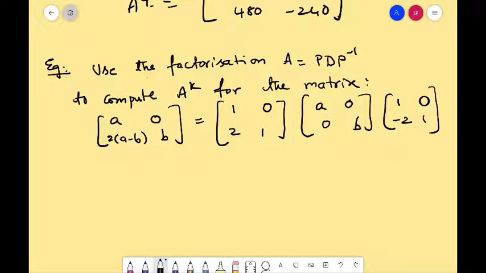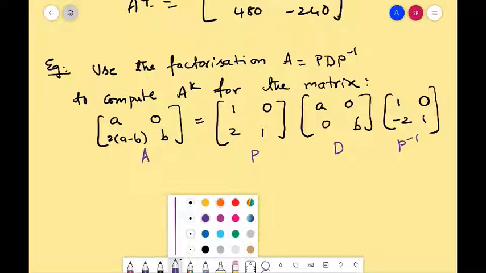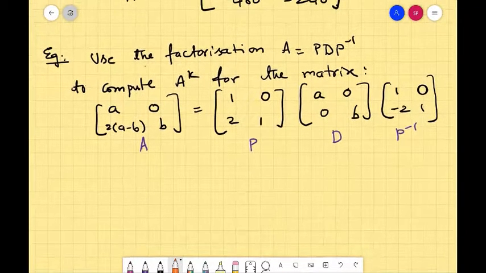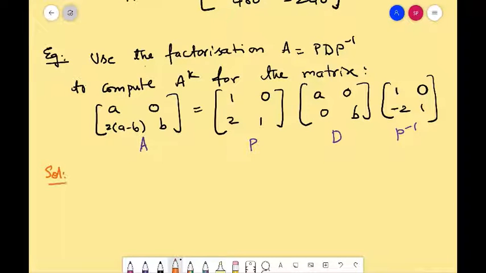Now let us look at another example. Use the factorization A is equal to P D P inverse to compute A power k for the matrix. So here it is understood that this is A is equal to P D P inverse, means this is A and then this is P and then this is D and this is P inverse. So let us take another color. Now what do you have to find? A power k we have to find. So solution, we have A power k is equal to P into D power k into P inverse. This is what we know.